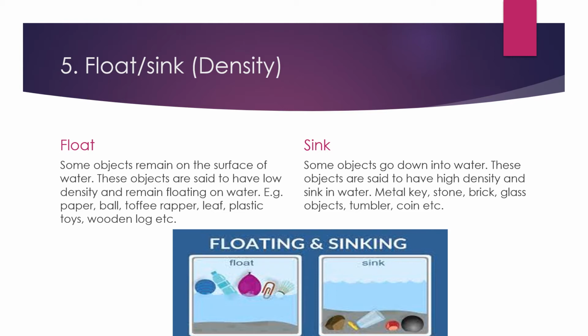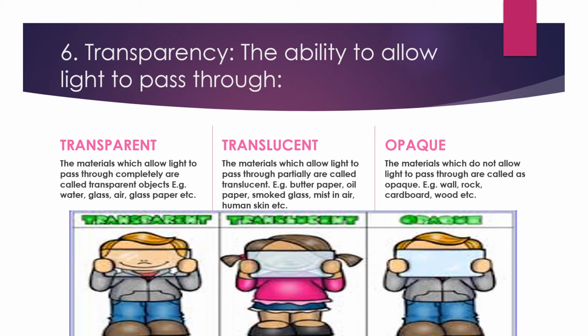Some objects go down into water. These objects are said to have high density and sink in water. Example, metal key, stone, bricks, glass objects, tumbler, coin, etc. Let us see the next property.